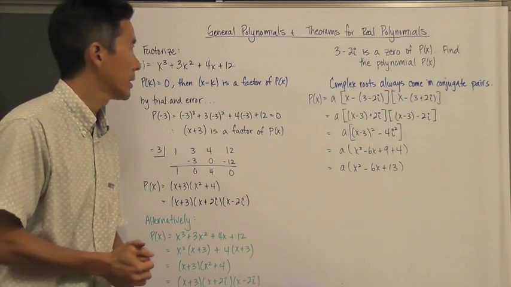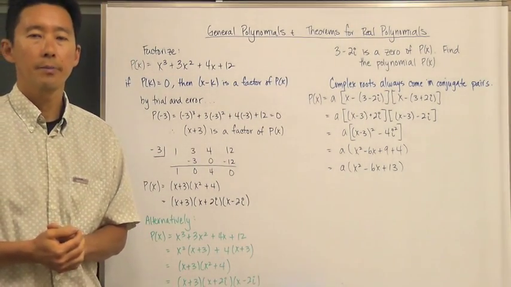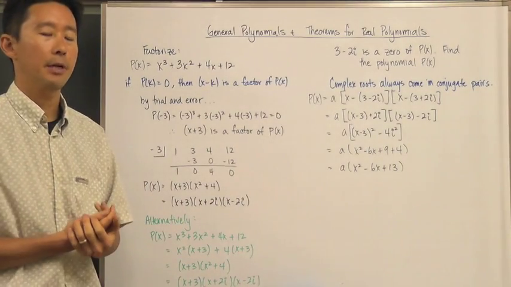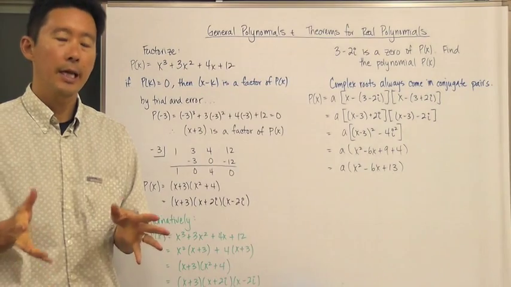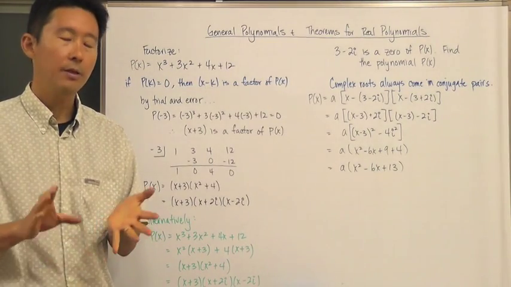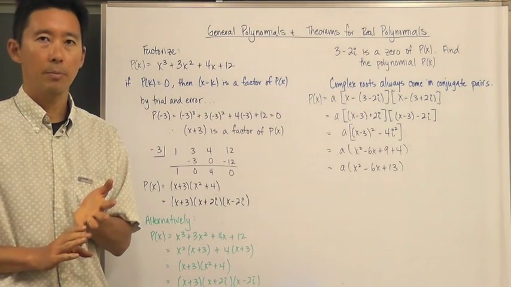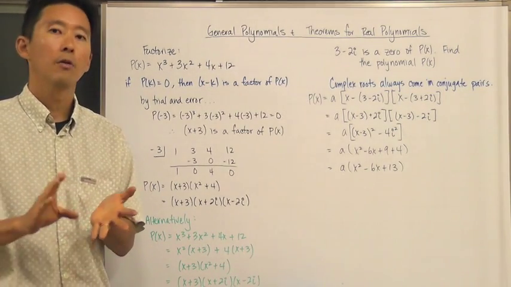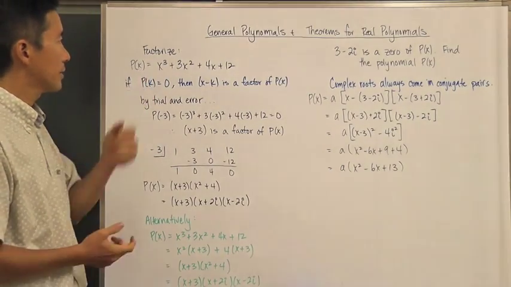Okay, let's go ahead and take a look at general polynomials and theorems for real polynomials. Basically what we're going to be doing in this particular section is taking a look at particular situations and either finding the roots or zeros, or, given a particular polynomial with a given root, finding the polynomial. So let's go ahead and take a look at this for now.